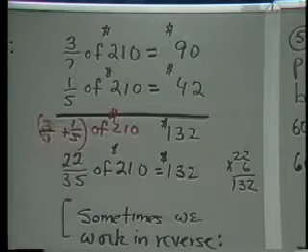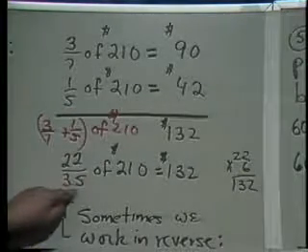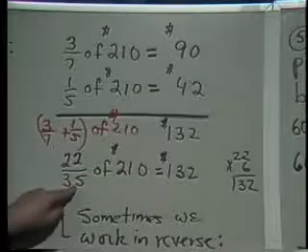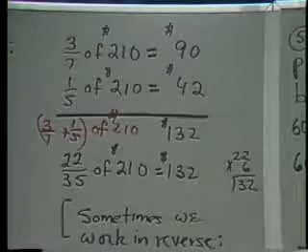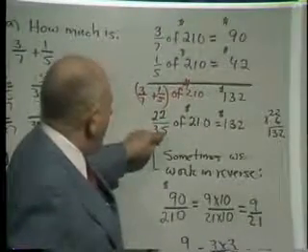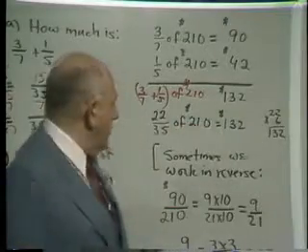Now that looks scary. Now it looks like a fraction problem. But let's check it out. What is 22/35 of 210? 210 divided by 35 is 6. 6 times 22 is 132. See, at a rate of $22 out of every 35, out of $210, you're going to spend 132.